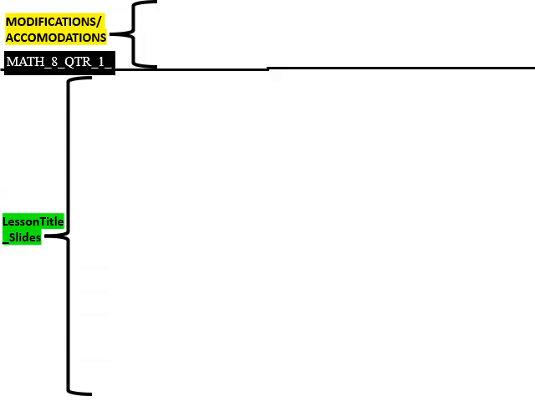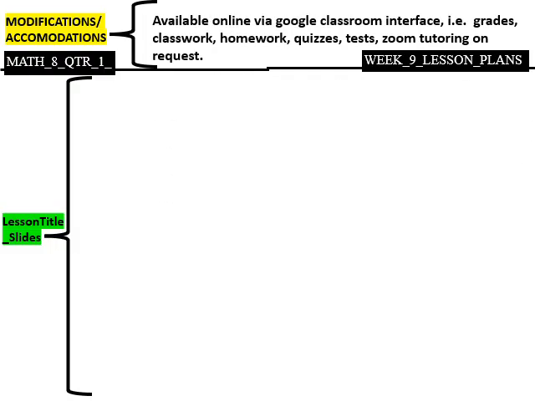And then our modifications. Remember, modifications and accommodations: everything's available online, Google Classroom, classwork, homework, quizzes, tests, Zoom, tutoring on request, so don't forget that.